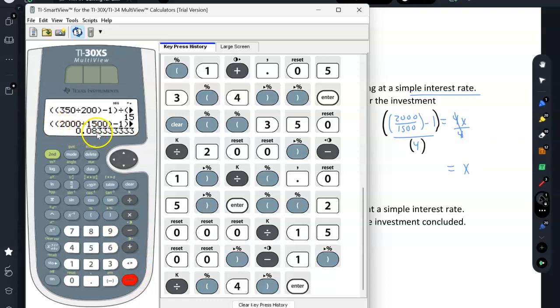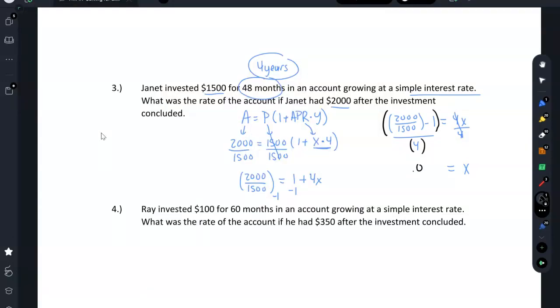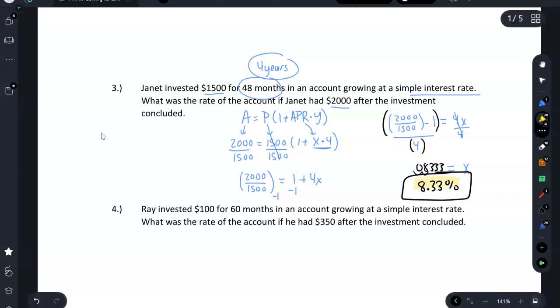So I get 0.08333. And then I would move the decimal 2 times, because this is a percentage. 8.33% when I round to the nearest 2 decimal places after I convert to a percent is what I get.